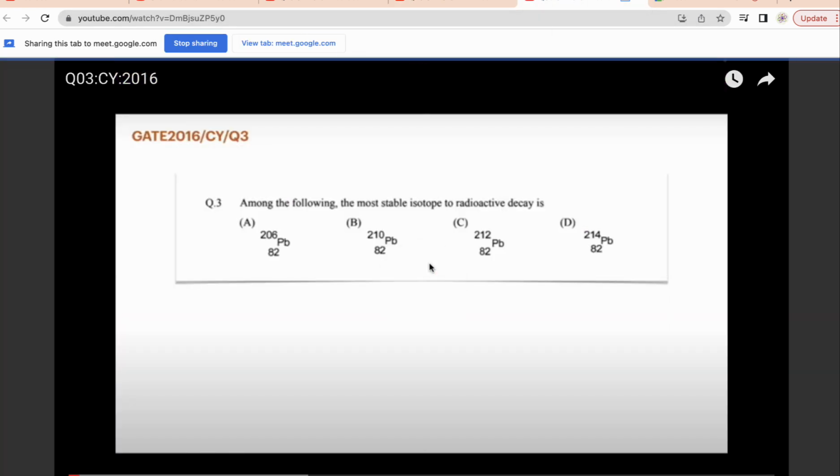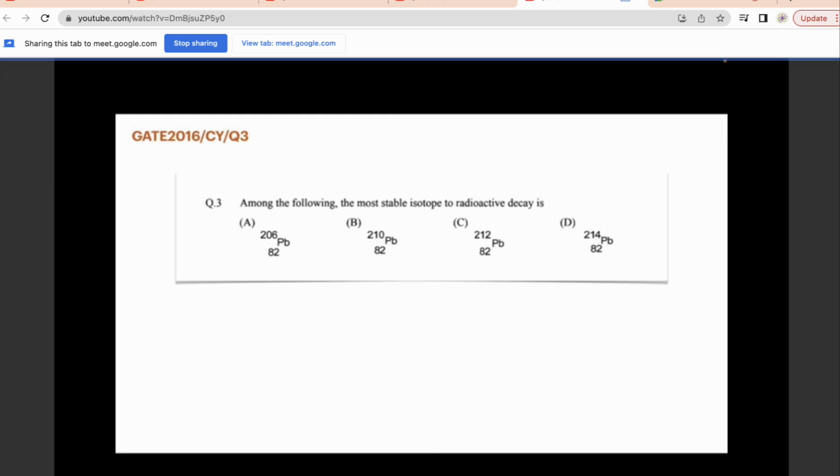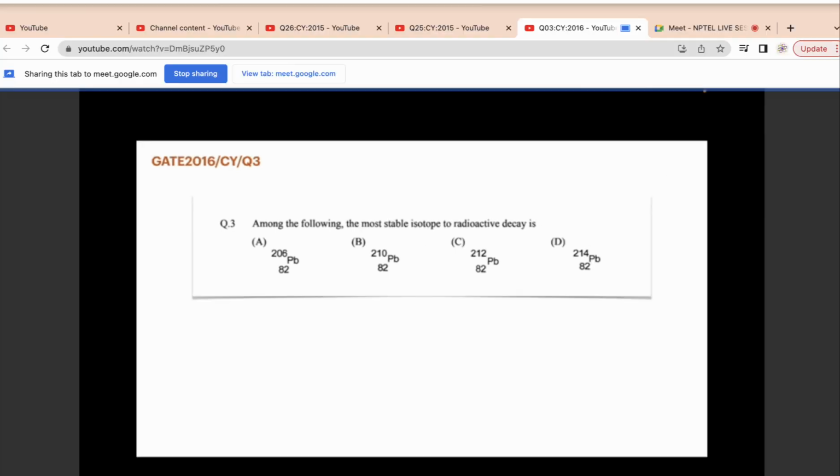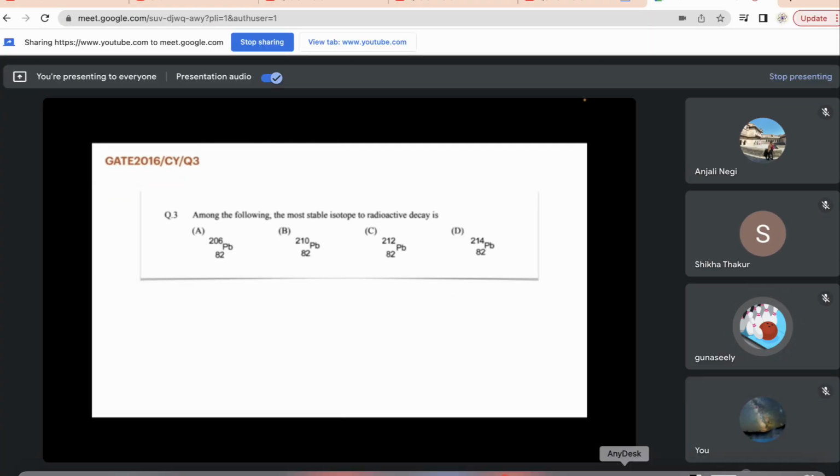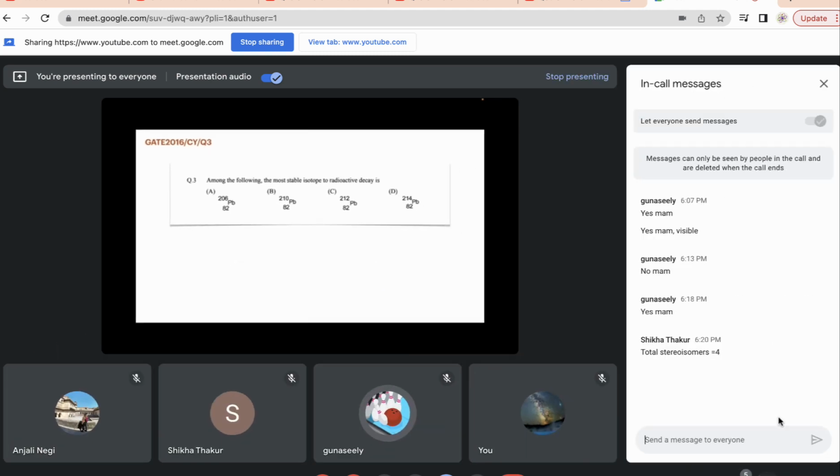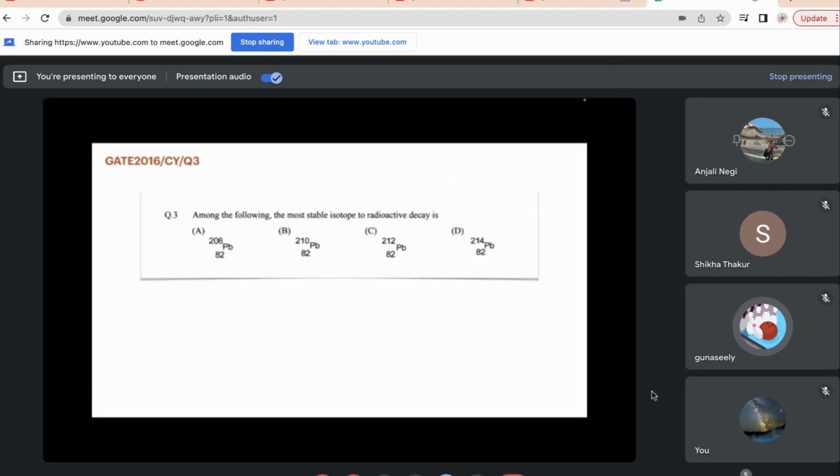Hello everyone. In this video I will be solving GATE 2016 chemistry question number 3. It states that among the following the most stable isotope to radioactive decay is. So we are given 4 different options of lead where the atomic mass is varying. So we need to find out the most stable isotope among them.